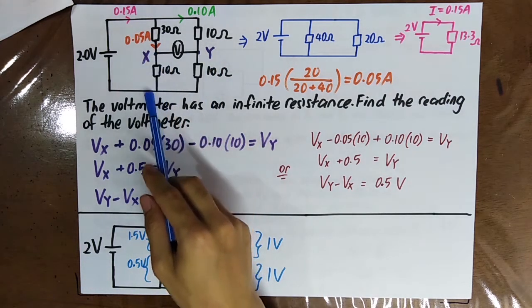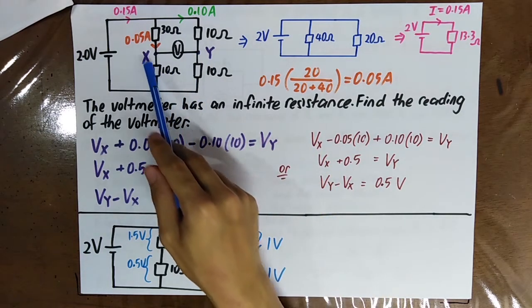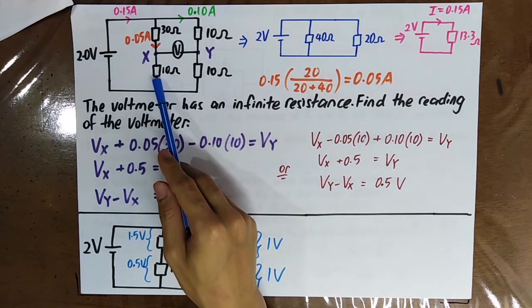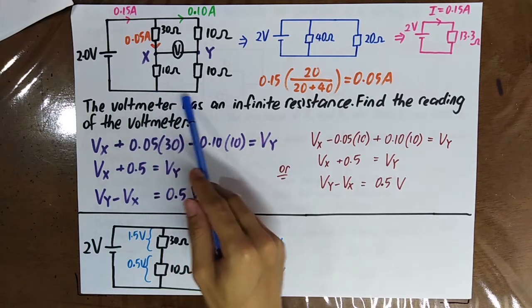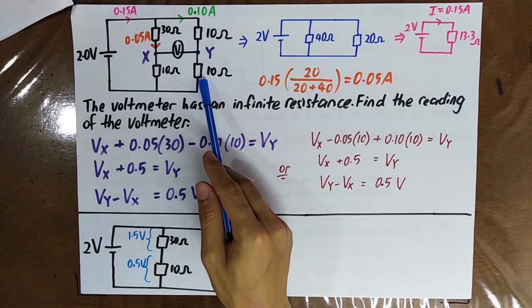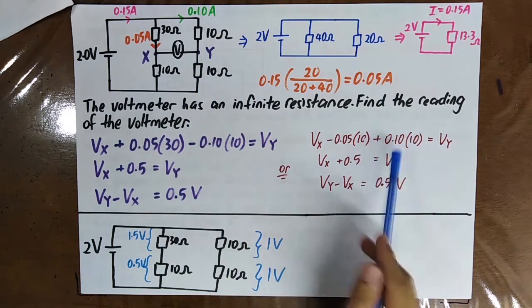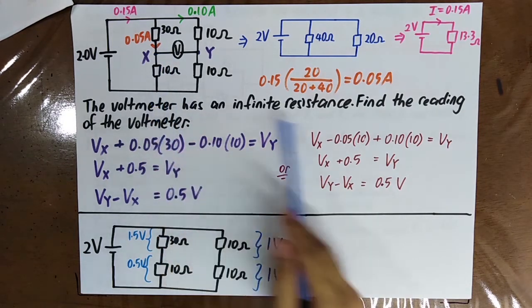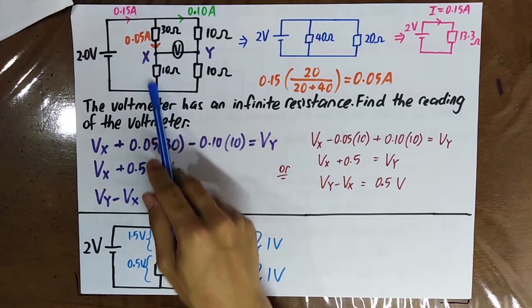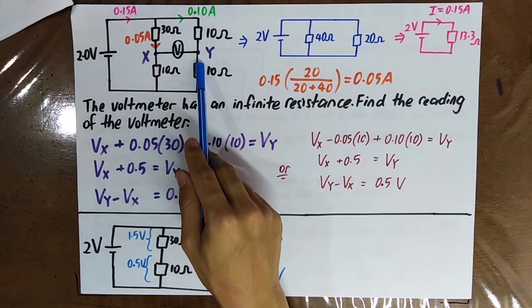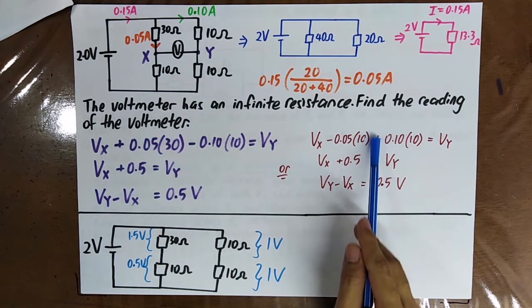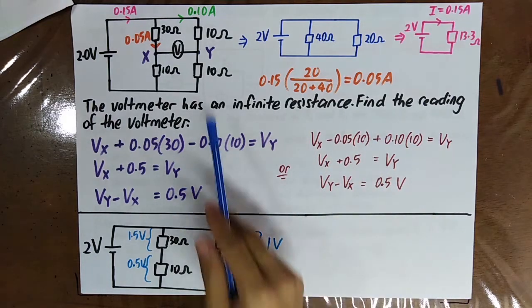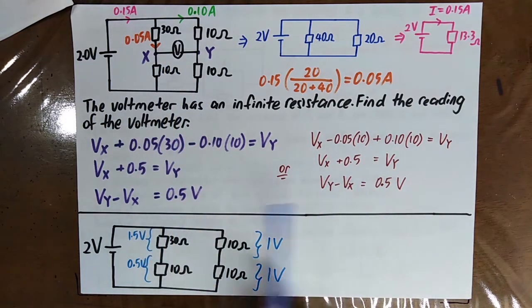Or you can also use this path, which is Vx minus 0.05 times 10 plus 0.1 times 10 equal to Vy. Remember, when you are going along with the current, the potential drops. When you are going against the current flow, the potential rises. So by using either path, you can get the same answer.